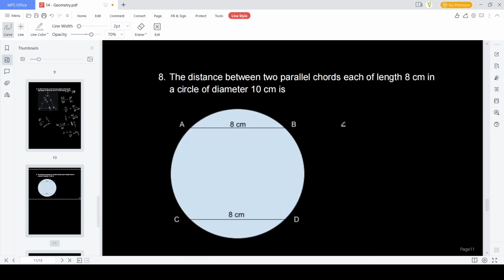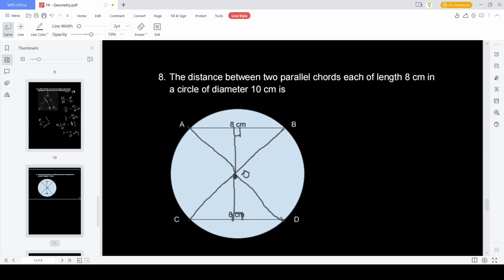Next question. The distance between two parallel chords, each of length 8, is what they're asking. So let's just complete the figure. I will draw the center of the circle. I will join this. I will join this. This is called the parallel distance. The distance between the two parallel chords is nothing but this whole distance.